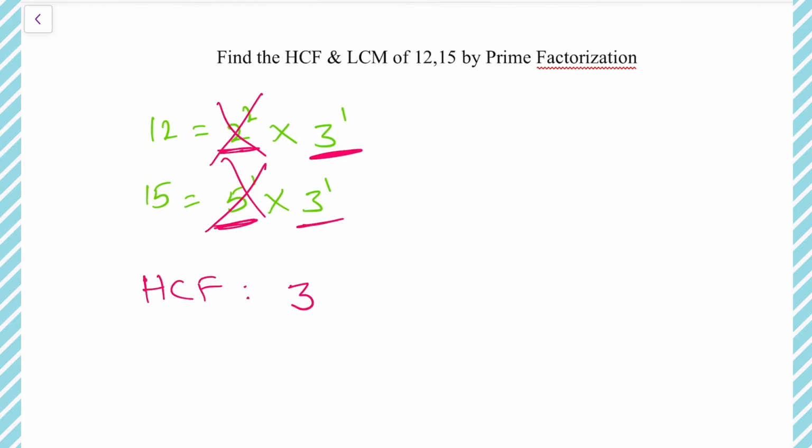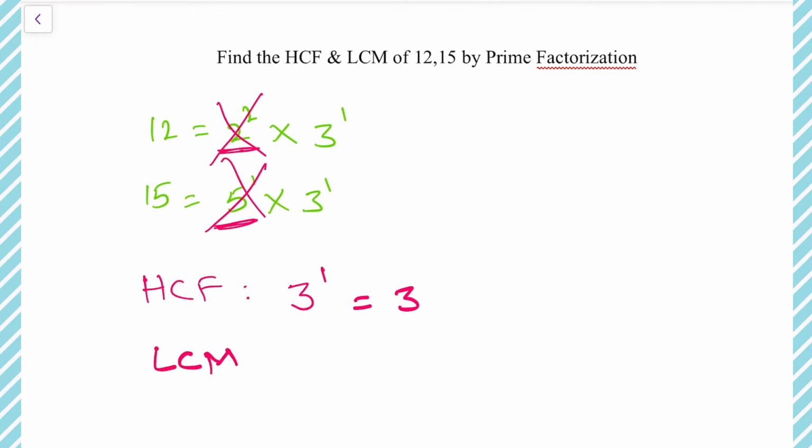So now after writing that 3 in the HCF, check for the powers. Here for 3 the power is 1, here also for 3 the power is 1. So while writing the HCF, the power should always be the smallest power. In this case, these two are the same power, so write it as it is, 3 power 1, which is nothing but 3. Next, what about LCM then? Let us check that also.